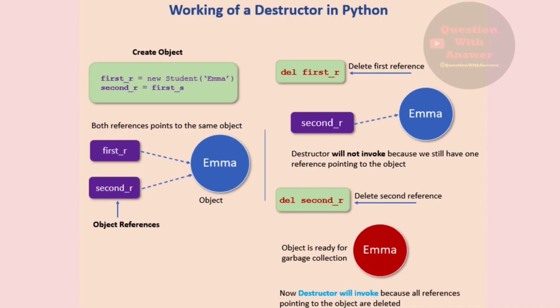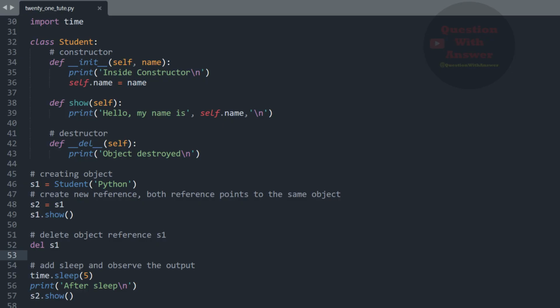This is the graphical representation of how destructor works in Python. Let's understand all the points using an example. First, create an object of a Student class using s1 equals Student. Next, create a new object reference s2 by assigning s1 to s2 using s2 equals s1. Now, both reference variables s1 and s2 point to the same object.